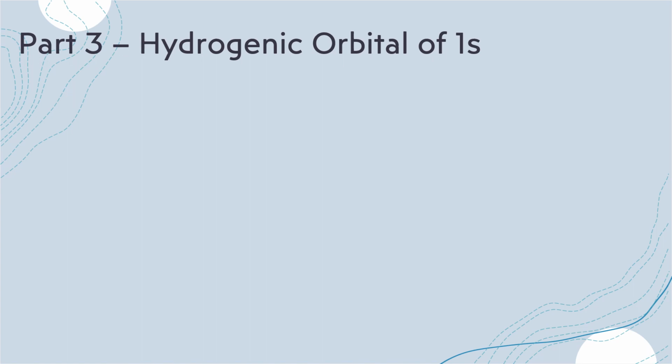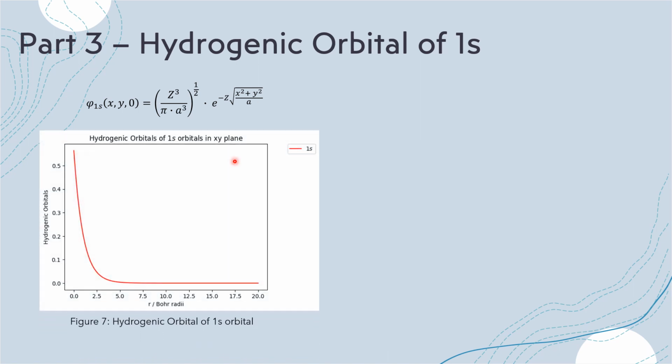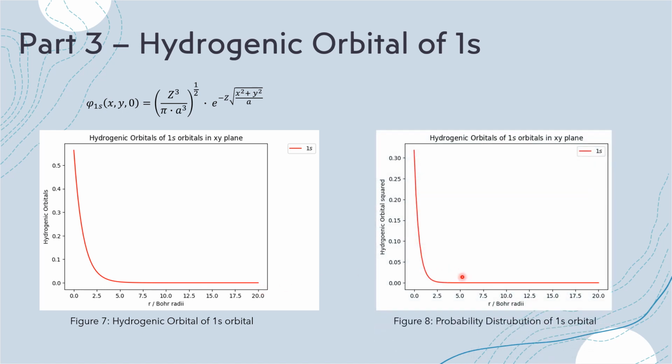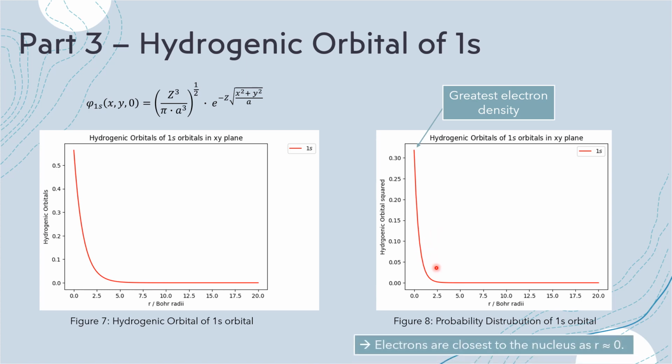Lastly, the hydrogenic orbital of 1s was defined, as you can see here, and then plotted as shown in figure 7. As seen, there's a dramatic decrease until it plateaus at 5 angstrom, as you can see here. When squaring this hydrogenic orbital, as shown in figure 8, it shows the coordinates of the electrons present in the orbital based on its quantum numbers. The graph suggests that the electron is within the orbital closest to the nucleus due to there being the greatest electron density, as the Bohr radius is only going up to around 1, showing it is the closest to the nucleus. Thank you for listening.